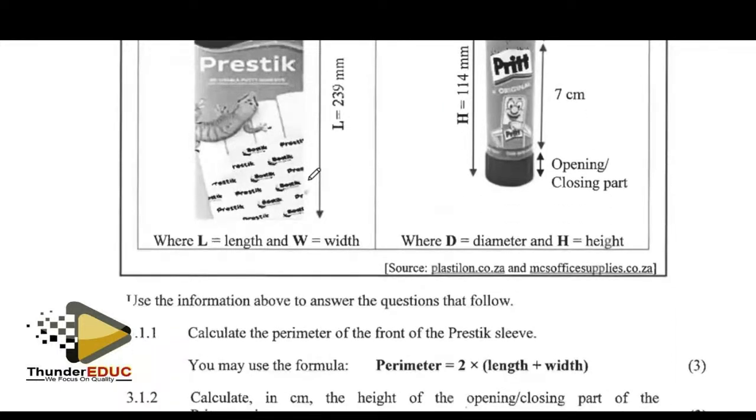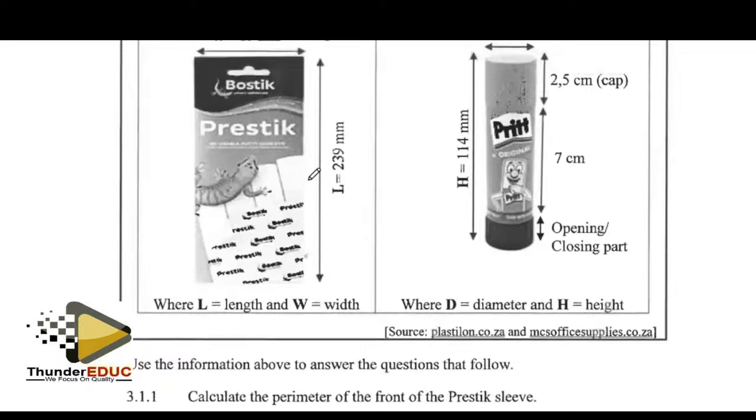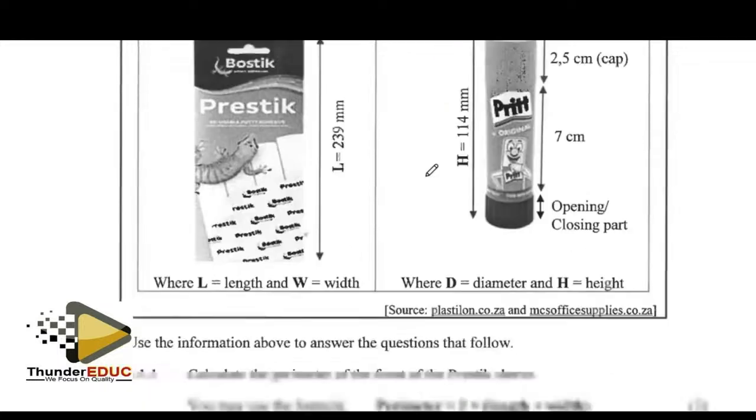We definitely have, for a rectangle, length, which is L, and width, which is W. In most cases, we also need height if it's 3D. Then for a cylinder, we only need the diameter and the height. This is already 3D. There's nothing much that you need to do. All right, there we go.